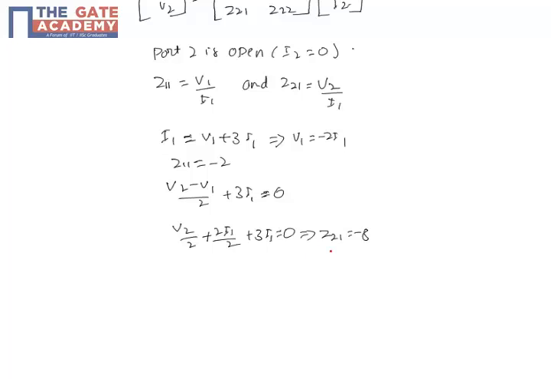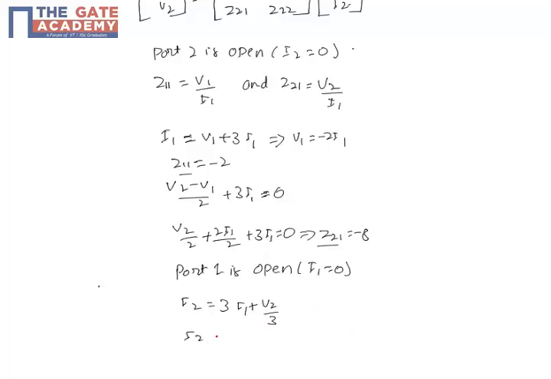Now we have determined Z21 and Z11. Now we have to determine the other two parameters, Z12 and Z22. For this we will open port 1. Port 1 is open circuited, which means I1 is equal to 0. Now at the second node, I2 is equal to 3I1 plus V2 by 3. This is because I1 is equal to 0 in this case.